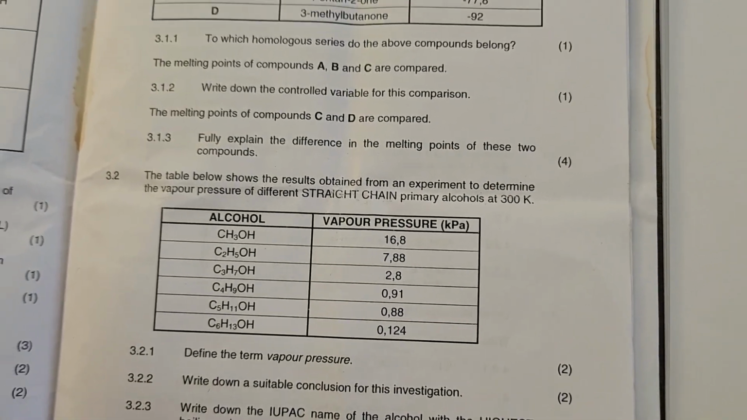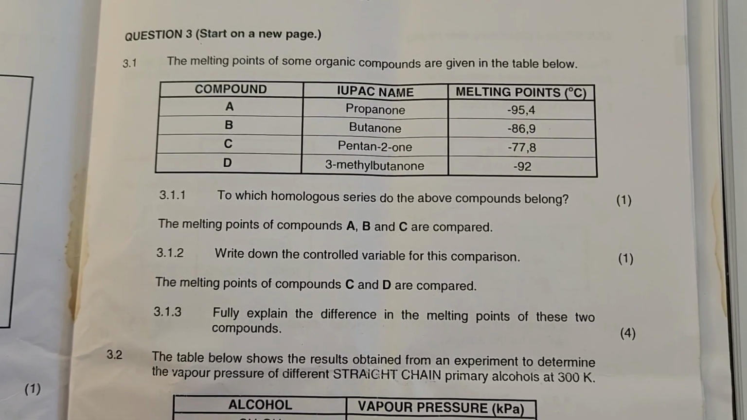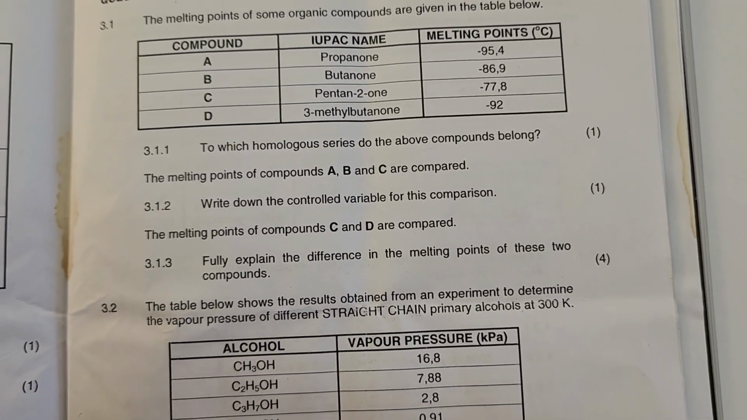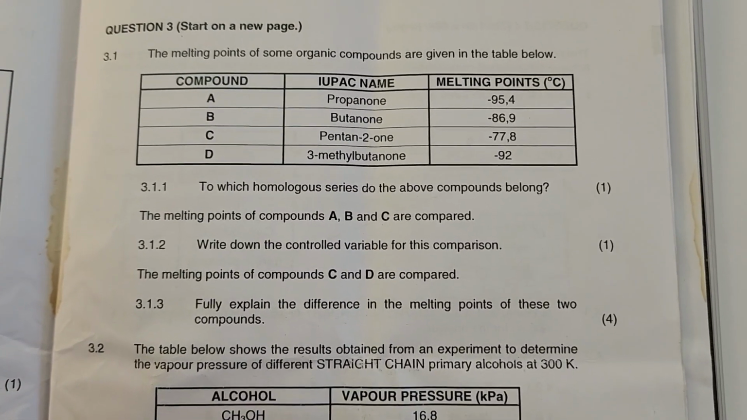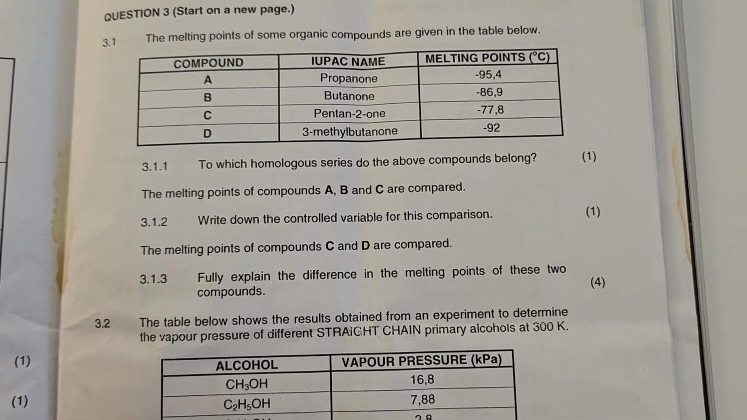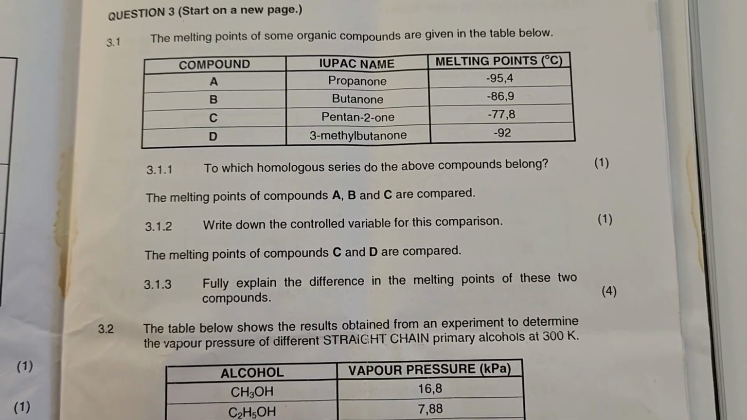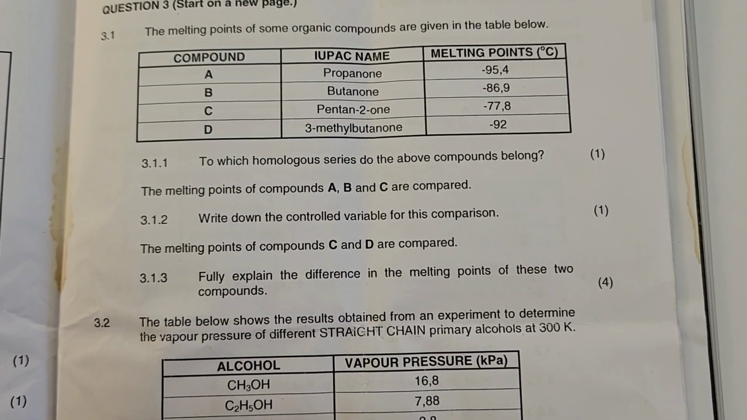Thank you. This is the question paper that is coming from an exam. Now, learners were subjected to this question paper, which is question number 3 in a normal question paper. This question tells us the melting points of some organic compounds are given in the table below. They are given as A, B, C, D.